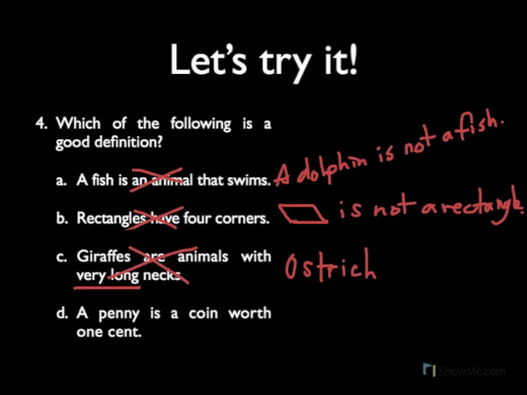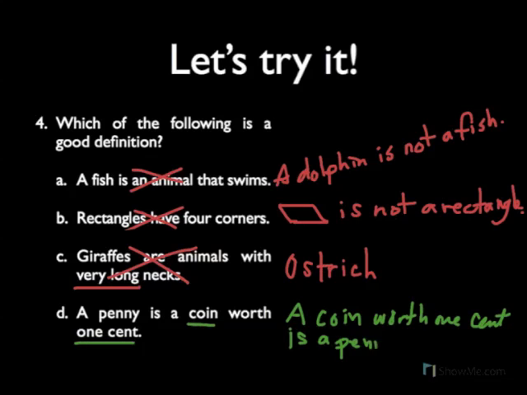But let's take a look at our last one. Every term is well understood or well defined. We're being precise. We have a coin and 1 cent. And what if we reverse the statement? A coin worth 1 cent is a penny. I still can't think of a counterexample. The reverse of this is also true. So it meets all three requirements of a good definition. So therefore, it is a good definition.